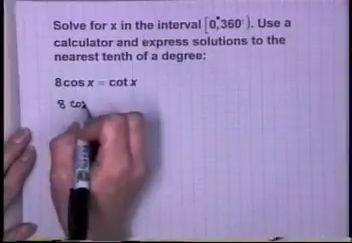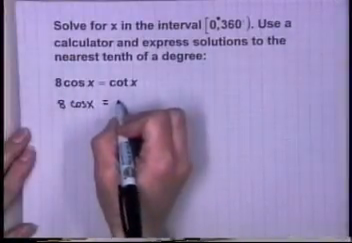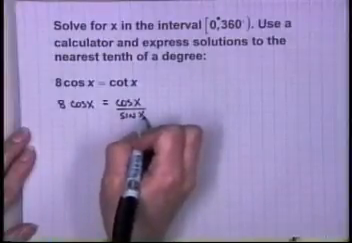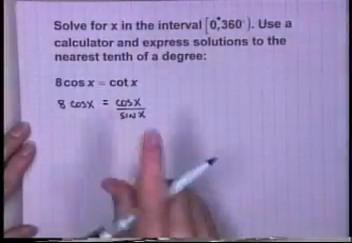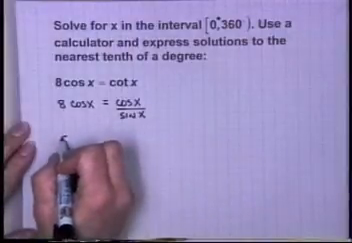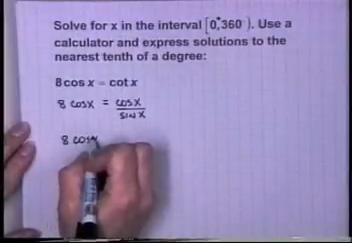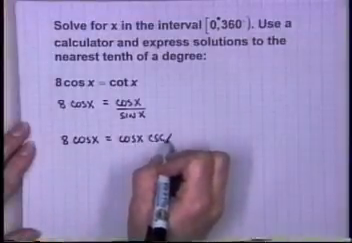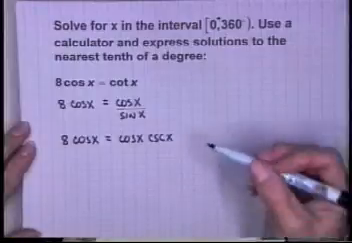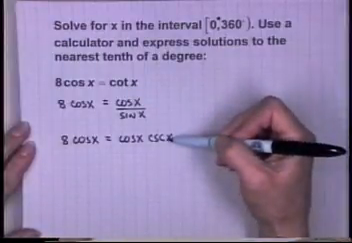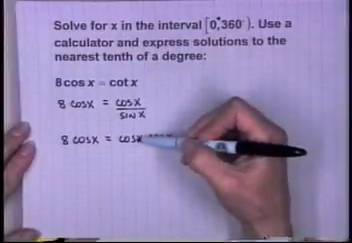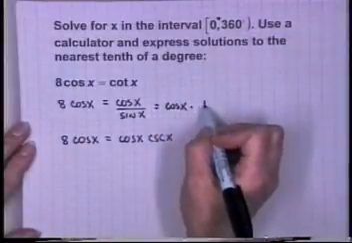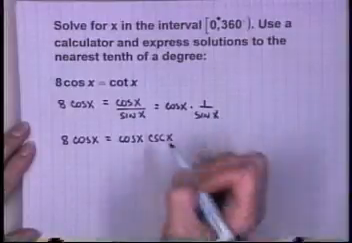8 cosine x. In place of cotangent, I'm going to put cosine over sine. Now, I don't really want to work with this fraction thing, so what I'm going to do here is rewrite this as cosine x times cosecant x. Now, where did that cosecant x come from? 1 over sine is cosecant. So I left the cosine here. What I'm actually saying is this is equivalent to cosine x times 1 over sine x. And then I can do this.